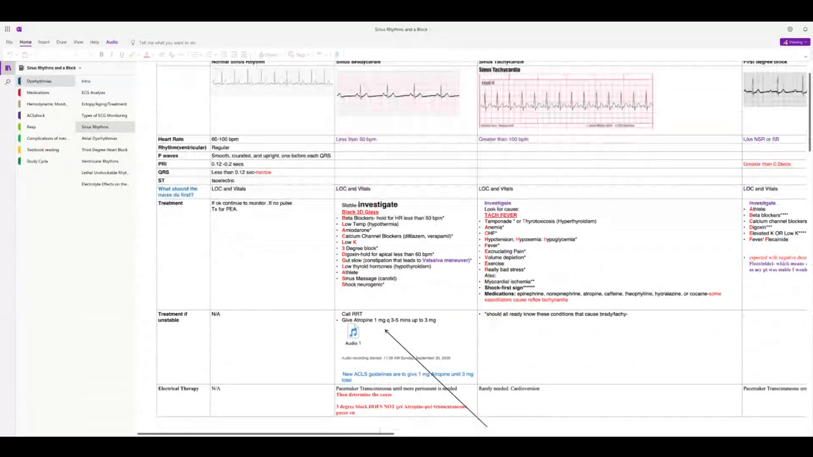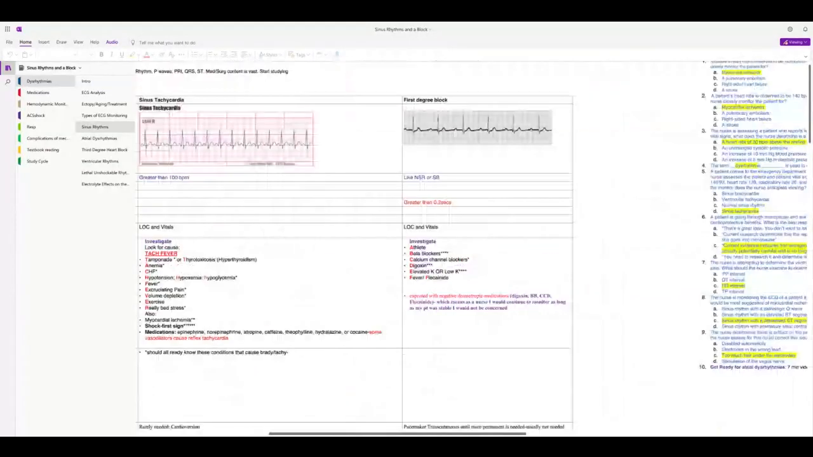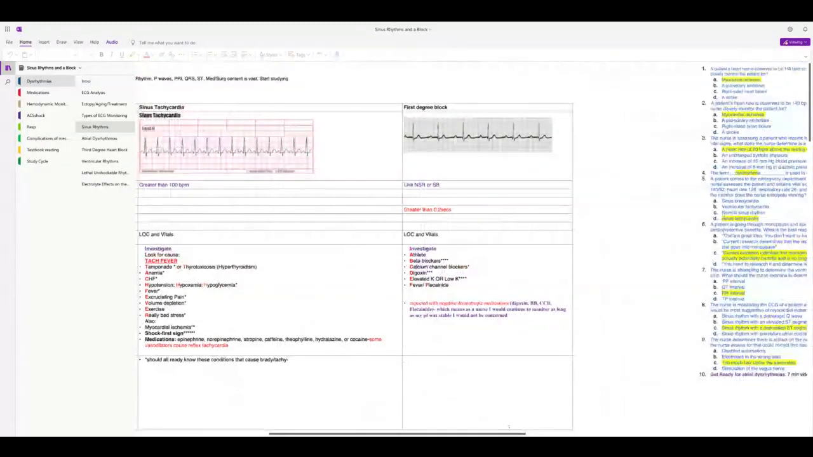And then for first degree block, again, remember this is really a sinus rhythm. It goes from the SA node to the AV node down the bundle of His. So it could be a normal rate like 60 or 100, or as the PR interval gets longer, they may have sinus brady. Not a big deal, okay? The PR interval is greater than 0.2 seconds.